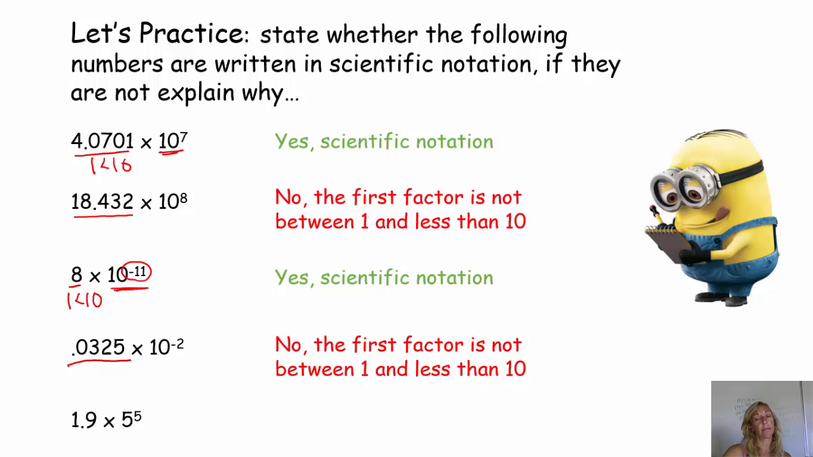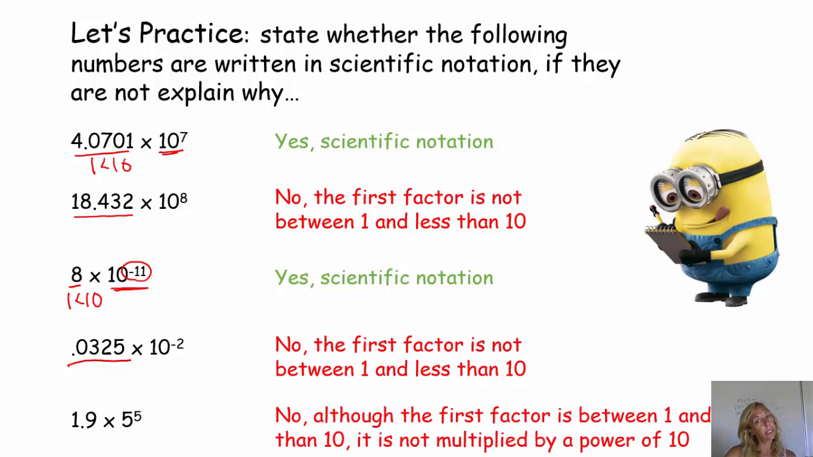Let's look at the last one. A lot of you might have gotten tricked on this one because look at the first factor. It is between 1 and less than 10, 1.9 is, but look at our exponent. Notice that our base is not 10. Because our base is not 10, this is not written in scientific notation. I hope you got them all right. If not, you might want to go back in the video and just review.